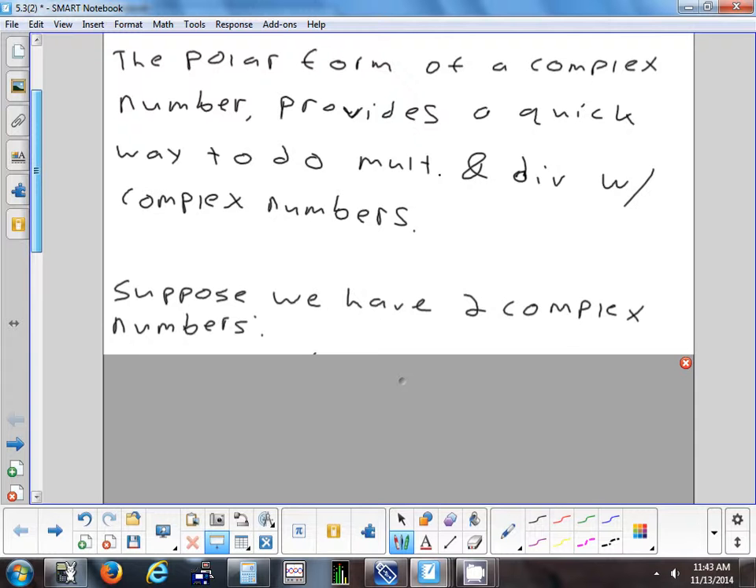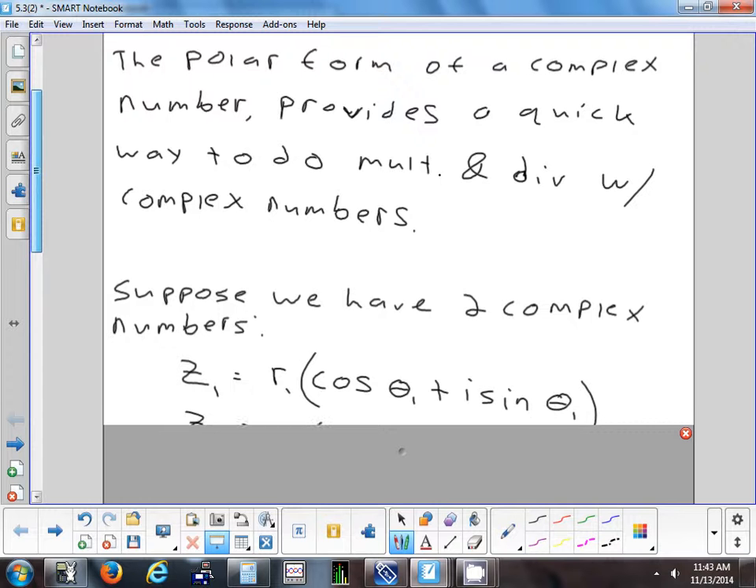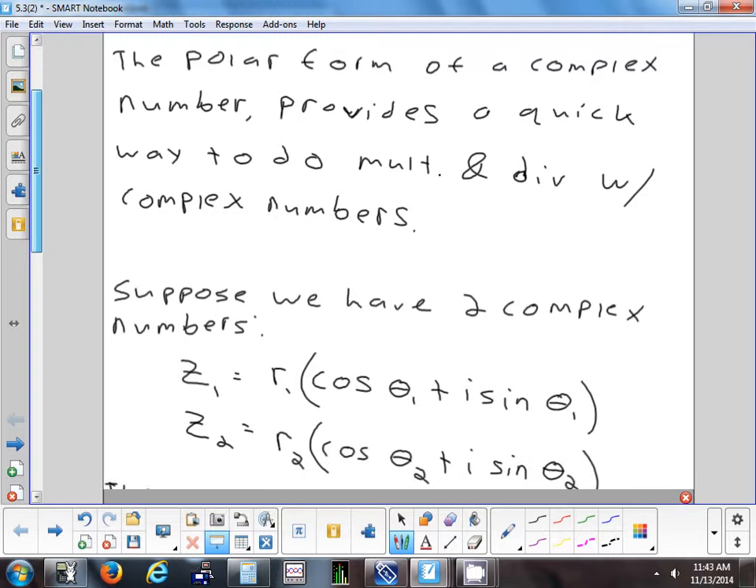Okay, so suppose we had two complex numbers. I'm going to use r to represent the radius, and theta to represent the angle. My first complex number in polar, I called it the first radius, r1, and the first angle, theta 1. For the number that I'm going to multiply it by, I'm just going to call it my second radius, r2, and my second angle, theta 2. Those will all be numbers in a problem. r1 and r2, theta 1 and theta 2 will all be numbers.